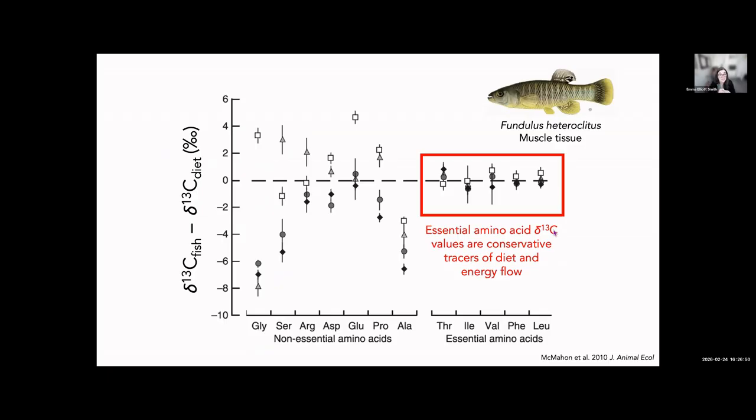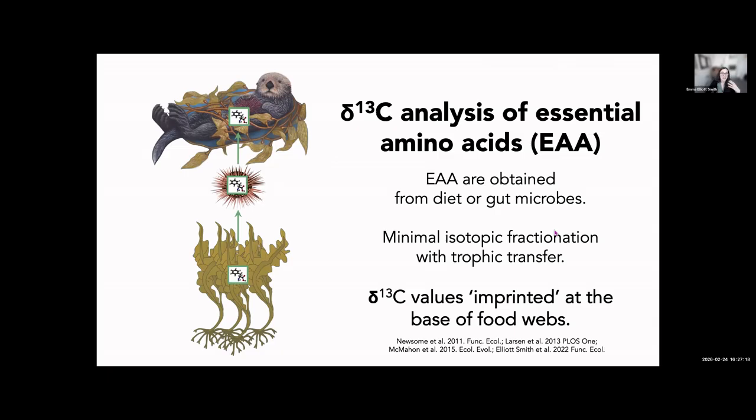This is an example of a feeding experiment that was done on killifish to test this idea. So the y-axis here is the isotopic difference between the muscle sample of, in this case, a fish, and its diet that it was fed in the lab. And that red box here, I just want to point out that across different dietary treatments, which are these different symbols, and 5 essential amino acids, we see no isotopic fractionation with trophic transfer. So that's fantastic, because what that really means is that these isotopic values are sort of imprinted at the base of the food web. So the essential amino acids in a sea otter were synthesized by something like a kelp or a phytoplankton.